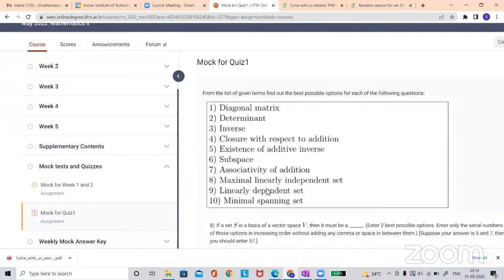Actually, what is happening? Closure. I think it is about the zero vector. Associativity is somewhat an extension to closure with respect to addition. But you cannot call a space a vector space unless and until it has a 0 vector. If it has a 0 vector, then it also must have an inverse, right? So inverse was the option.